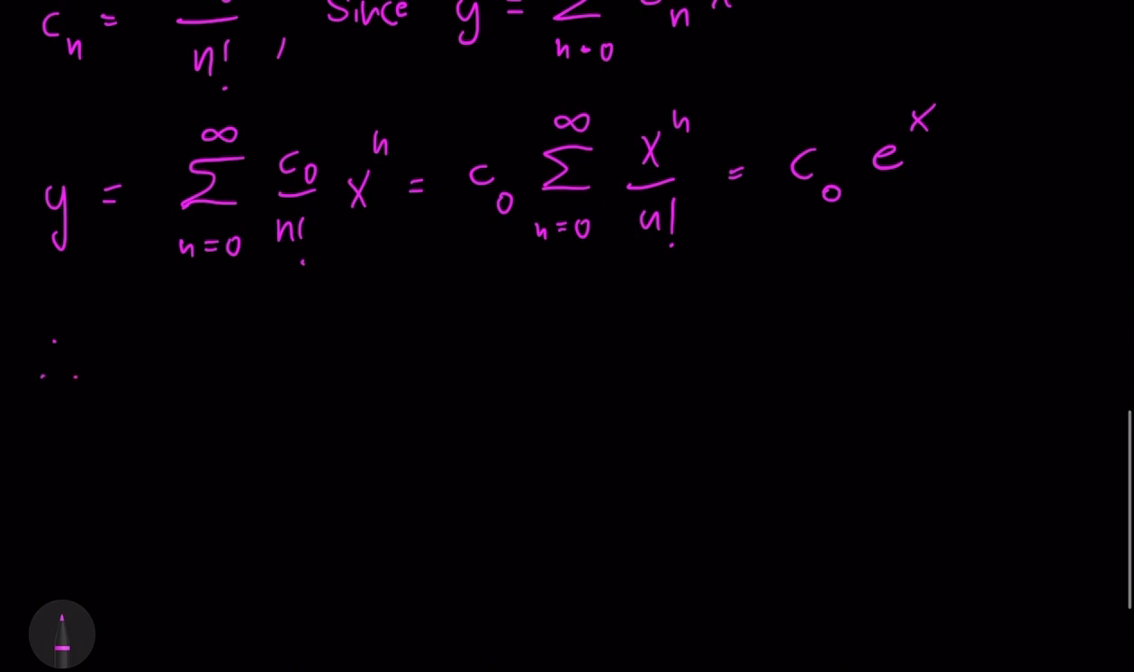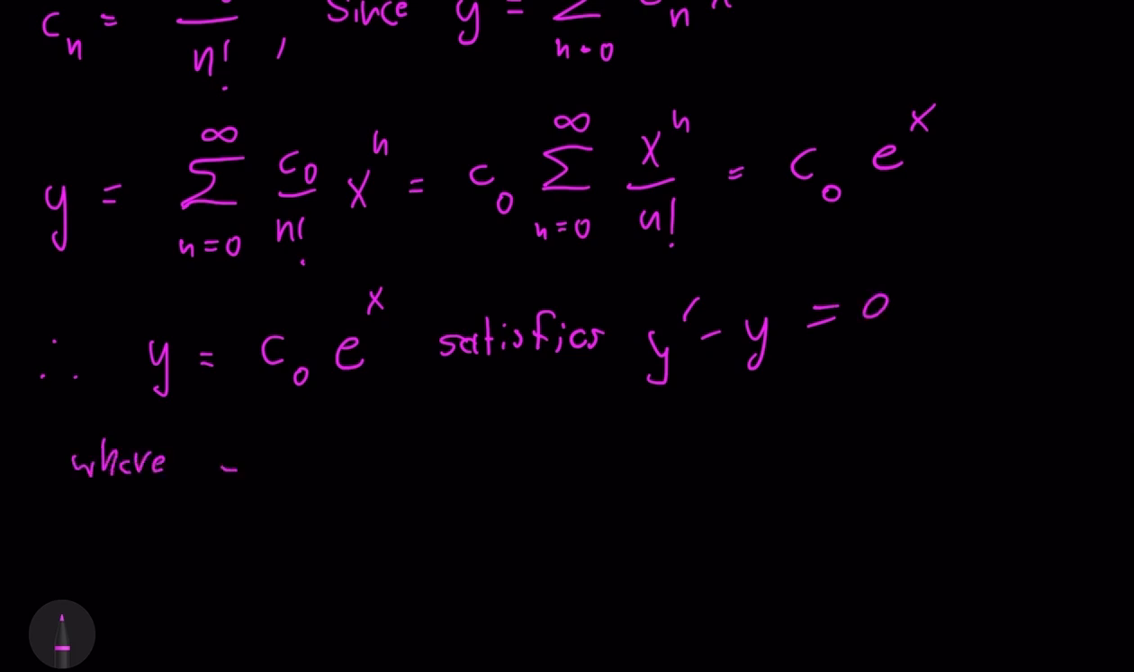So therefore, y equals c sub 0 times e to the x satisfies y prime minus y equals 0, where c sub 0 is any real number. And that is the final result.